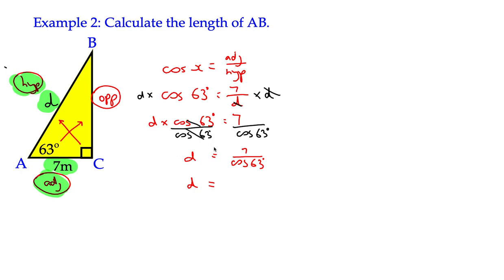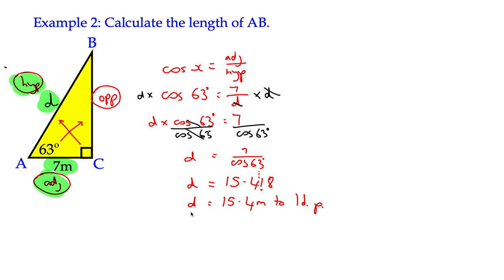Take your calculator. 7 divided by the cos of 63. So you're pressing the cos button this time. Please remember 15.418. We'll just keep working to one decimal place just now. The 1 tells us to round down. 15.4 meters to 1 decimal place.